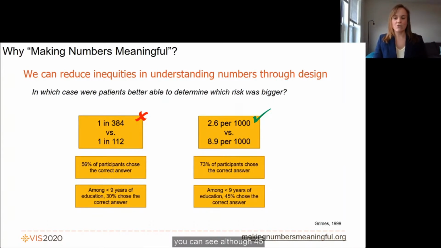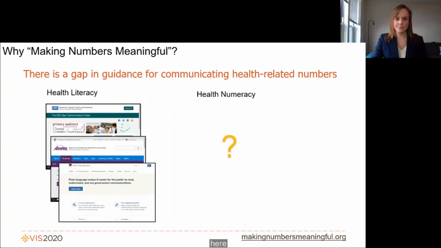And as you can see, although 45% comprehension among those with less than 9 years of education, we want to do better than that. But just changing that simple presentation aspect, people were much better able to interpret the numbers that were given here. And then the last reason that we're doing this is, like there is for literacy from the Clear Communication Index from the CDC or from AHRQ, there isn't an equivalent tool that helps designers best communicate numbers to patients like it does for words. So that's what we're hoping to create with our work.